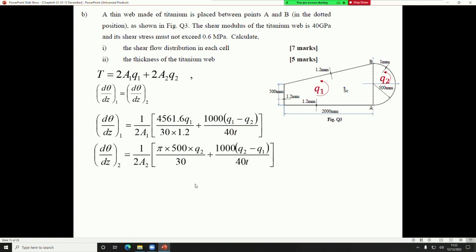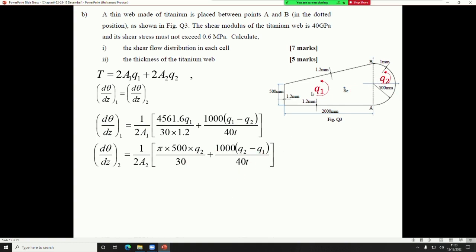Now we move on to the second cell. So 1 over A2, the area enclosed by the perimeter. This is pi times the radius, which gives us this length here. Multiplied by Q2, the shear flow, divided by the shear modulus of 30. In this one, Q2 becomes positive, Q1 becomes negative.